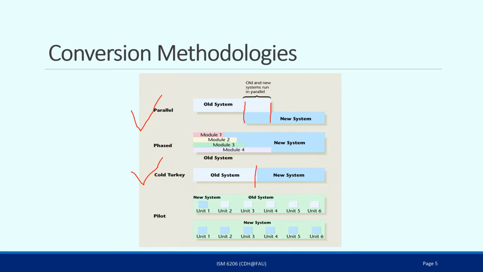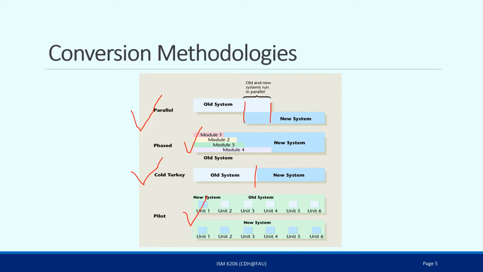So there are a lot of considerations on whether you pick parallel versus the big bang. But of course, there's something in between. There's a whole spectrum of things in between these two ends. So you can take a phased approach in which you break up the new system into modules and you implement one module at a time, or you can take a pilot approach in which you implement the new system in one functional unit at a time.